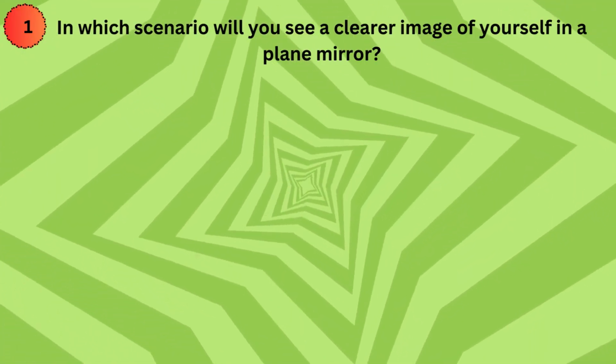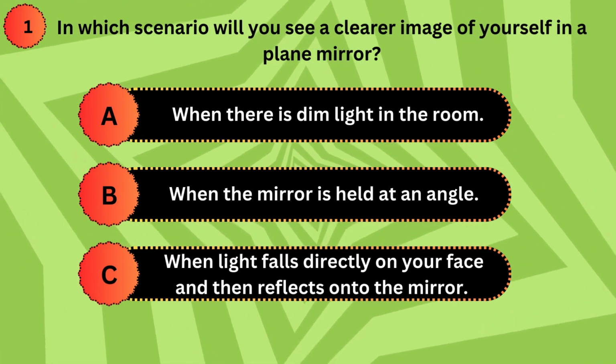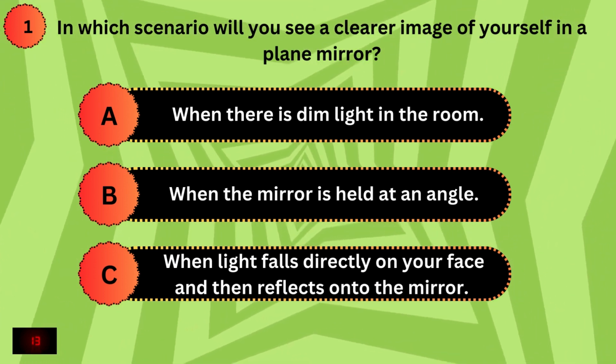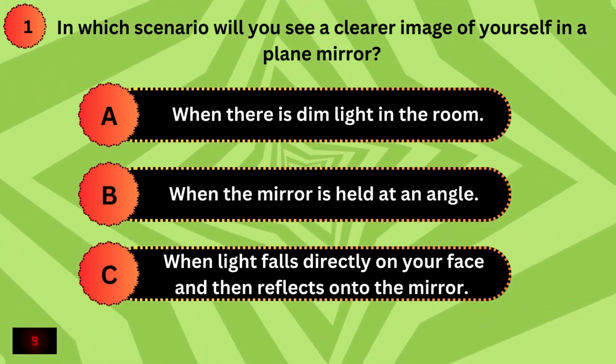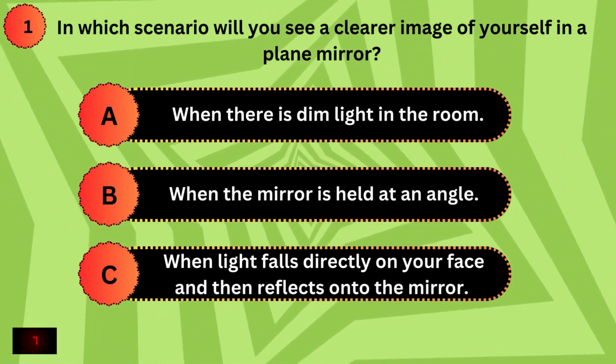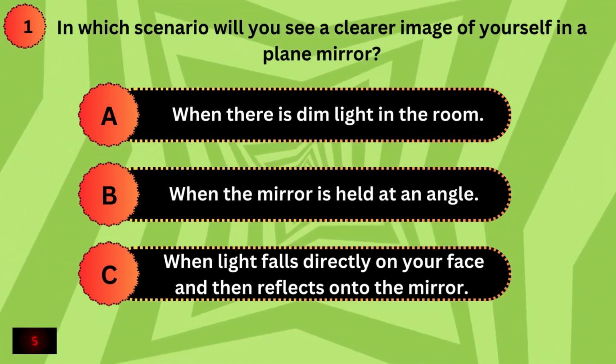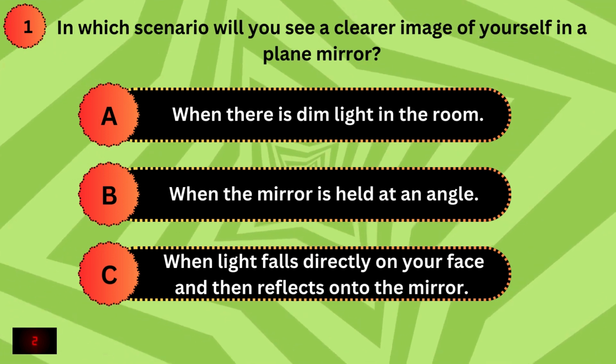In which scenario will you see a clearer image of yourself in a plane mirror? A. When there is dim light in the room. B. When the mirror is held at an angle. C. When light falls directly on your face and then reflects onto the mirror.